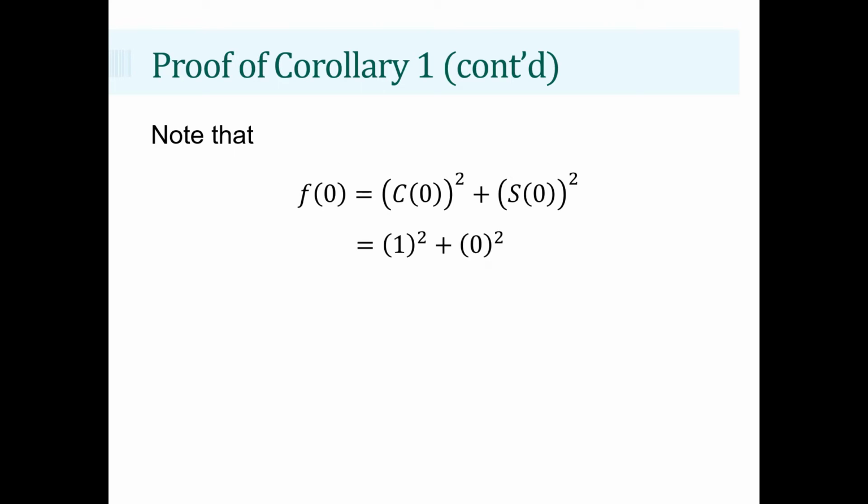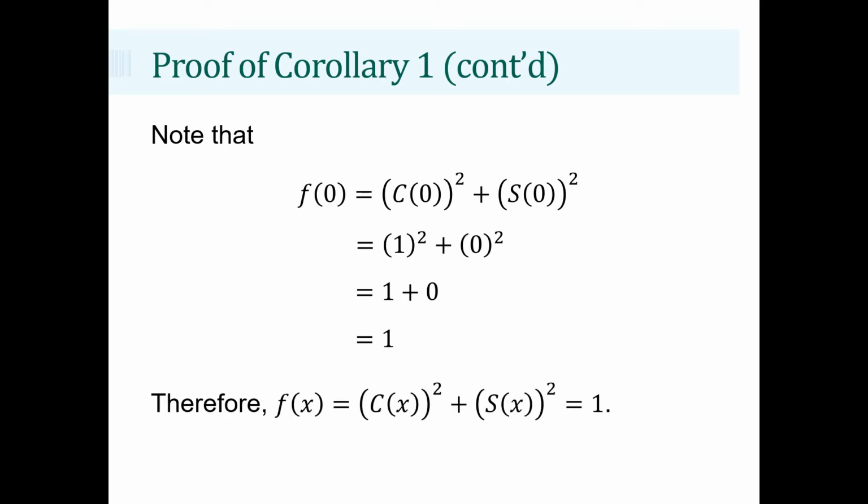So we have 1 squared plus, ano yung s of 0? Di ba yan lang ay 0? So we have 0 squared. So we have now 1 squared plus 0 squared is equal to 1 plus 0, which is actually equal to 1. So, specifically, yung constant pala na yun is actually equal to 1. Therefore, we conclude that f of x is equal to the square of c of x plus s of x squared is equal to 1. So, that proves our corollary 1. So, we will use this to prove the bounds of sine and cosine.